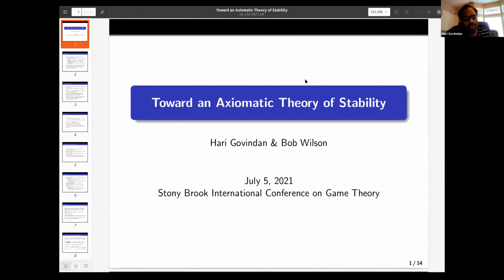So I'm going to report some progress on a project that's been going on for many years in fits and starts. It's about trying to come up with an axiomatic theory of equilibrium selection that was started by Kohlberg and Mertens almost 40 years ago.